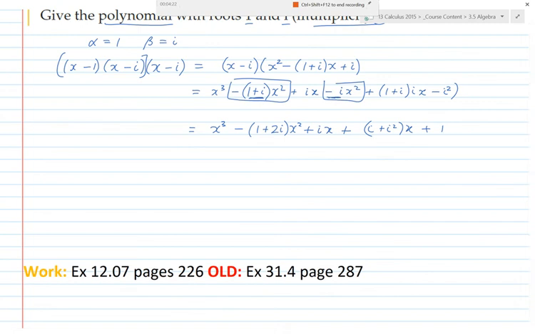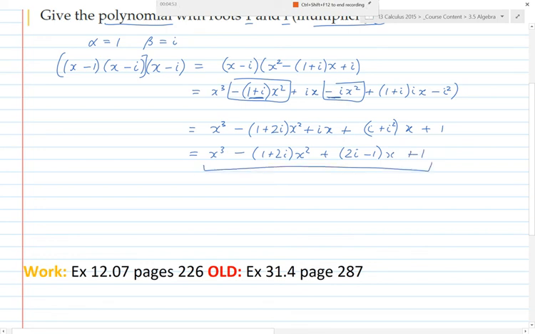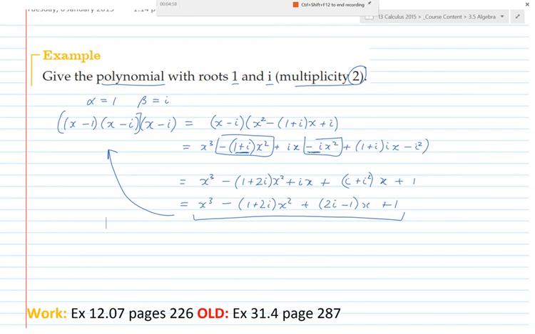Okay, take it another step. So I've got x cubed minus 1 plus 2i x squared, and that i squared is going to become negative 1. So we're going to end up with 2i minus 1 in front of x, and then 1 by itself. And so that's our fully expanded version of our polynomial, and that's really what the question is asking for.